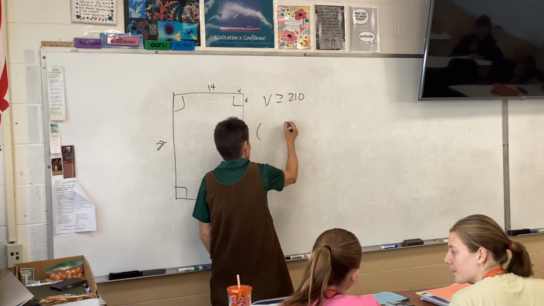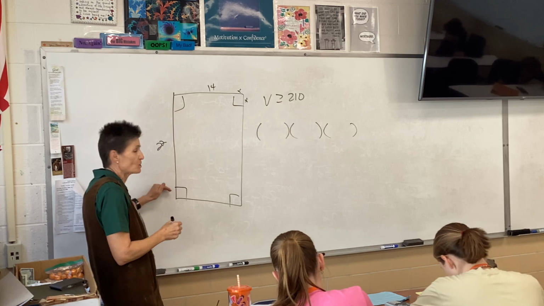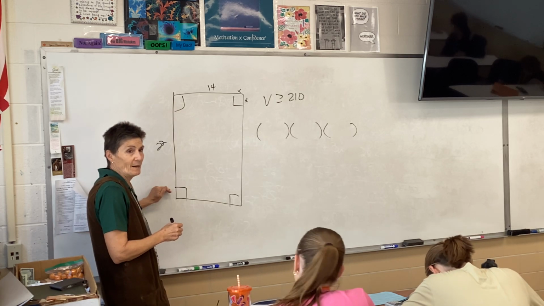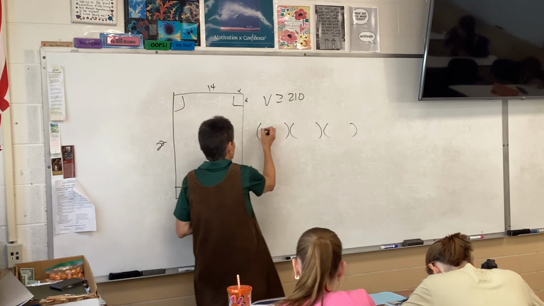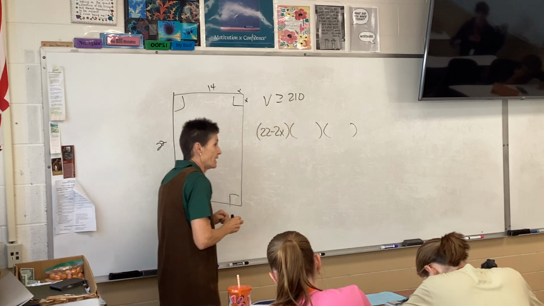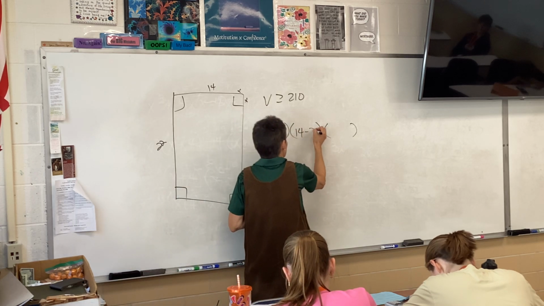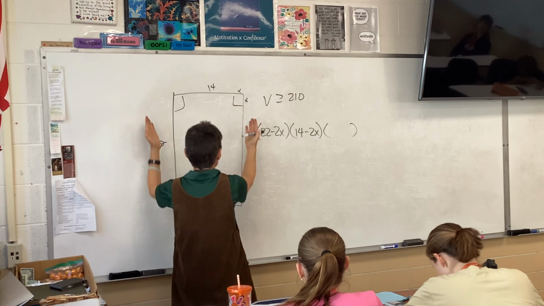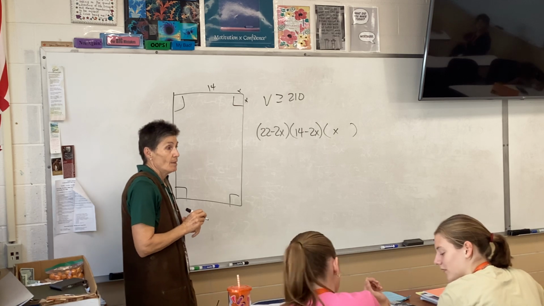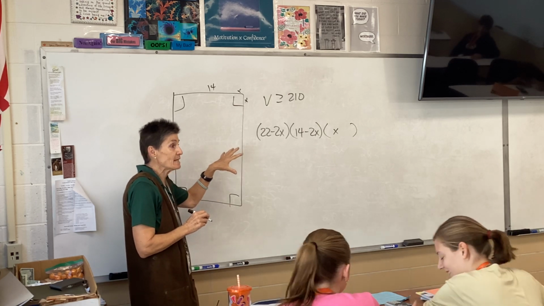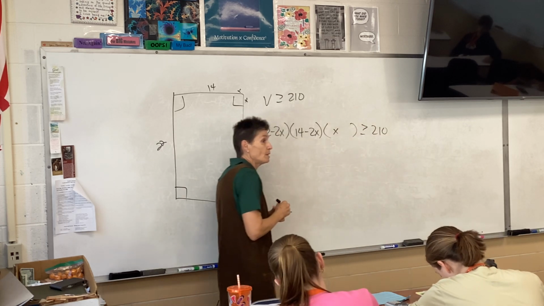So I'm going to look at this situation. The original length of my paper was 22. But now, what did I do? I chopped away a couple of x's. So 22 minus 2x for the length. Same thing with the width, right? And then the height, remember you're folding these up, so the height is just x. That's the volume. And we need the volume to be greater than or equal to 210.